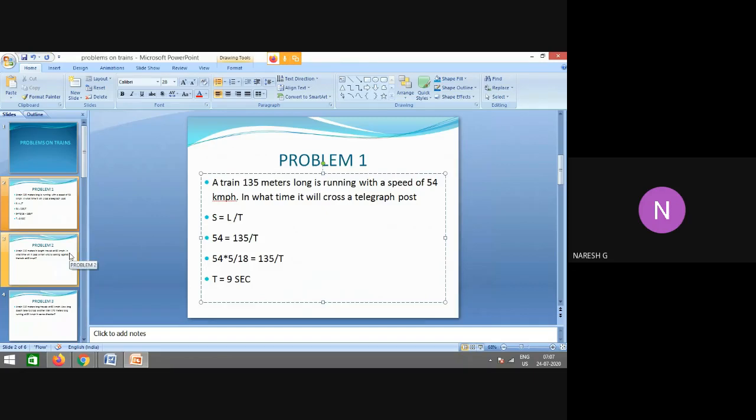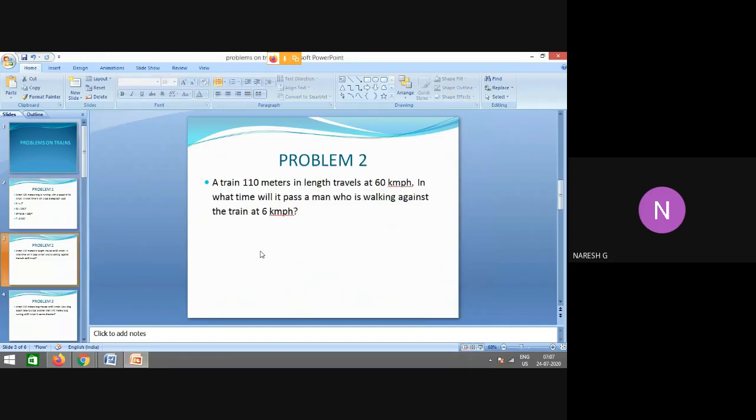Next, move on to second problem. A train 110 meters in length travels at 60 km per hour. In what time will it pass a man who is walking against the train at 6 km per hour? So train is moving in one direction, man is also moving in same direction. In what time will pass a man who is walking against the train?